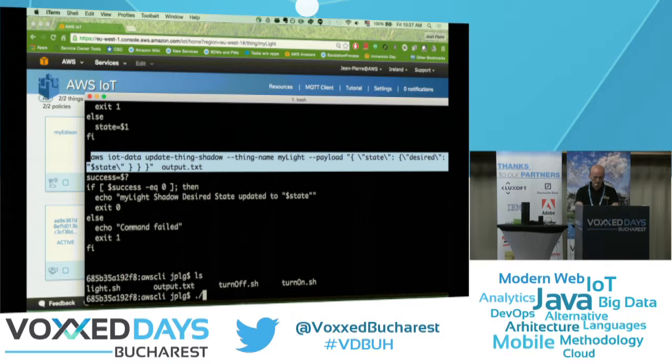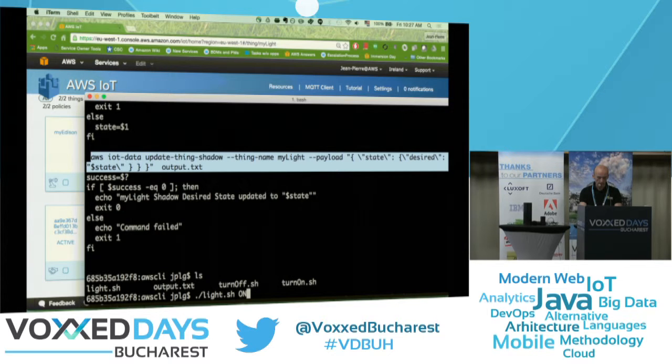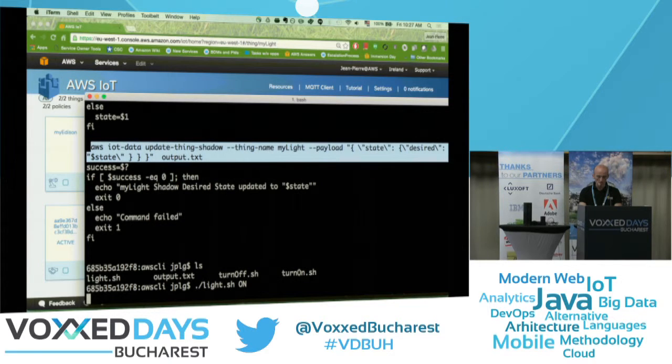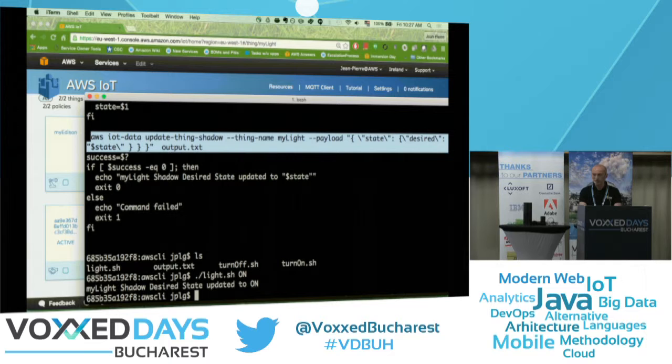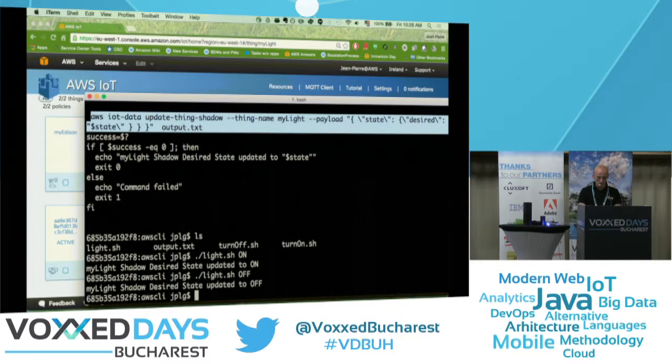So if I do now light on, then it updates the shadow on AWS IoT, and then it goes back to this board saying you should be on, right? And then, of course, I can do off, right? And turn back still off.